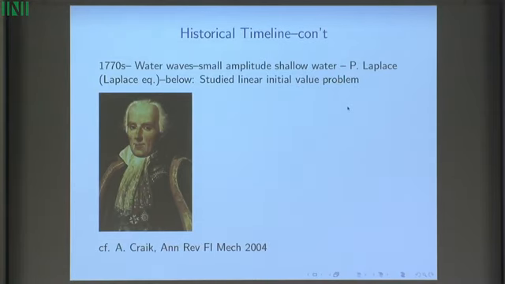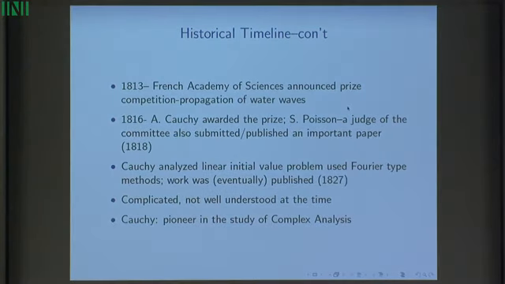And some of what I have to say in the next couple of slides comes from the Annual Review of Fluid Mechanics by Craik, who did a study of the history of water waves. Very interesting. I have only a few things to say about that. In 1813, the French Academy of Sciences announced a prize competition in water waves. And Cauchy was awarded the prize. Poisson was a judge on the committee. He also strangely submitted a paper because he was very interested in this subject at that time. He published it in 1818. Cauchy won the prize, but it took him a few years, until 1827, to eventually publish his work.